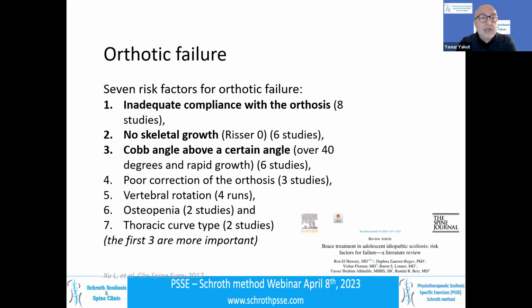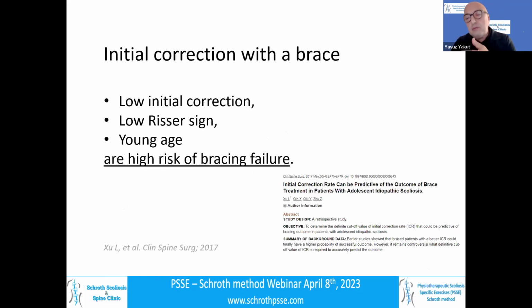And let me say about orthotic failure, 7 risk factors, especially the first 3 are very important. Inadequate compliance, compliance is the basis for that. And no skeletal growth and over 40 or 50 degrees. The others depend on the low-level studies. But correction with a brace, especially low initial correction, low reserve sign, and young age are a high risk for bracing failure.